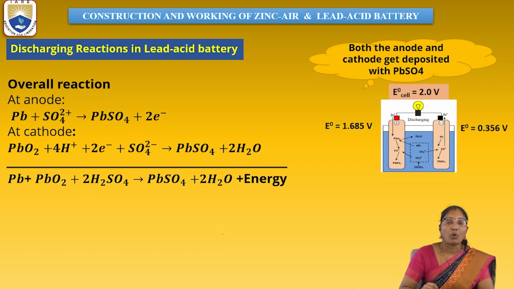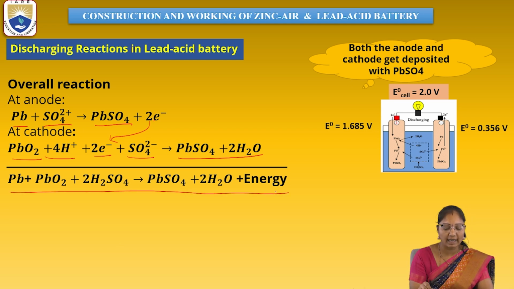So coming to the overall reaction at anode as well as at cathode. The lead plus sulfate ions gives rise to lead sulfate plus 2 electrons. Here the lead sponge and lead oxide are used in the battery. Again at cathode, lead oxide plus 4H+, the two electrons from the anode, and SO4 2- from the sulfuric acid all react and give PbSO4 plus 2 water molecules.